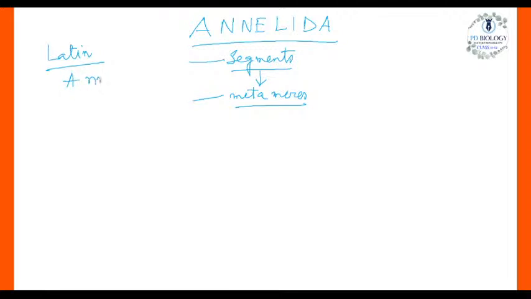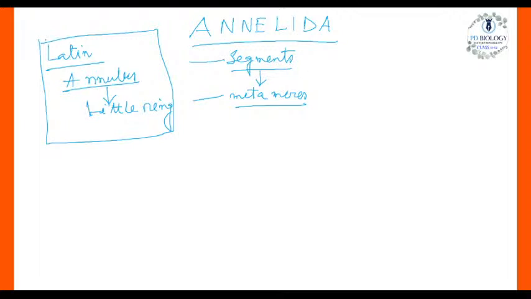They are called annelids because in Latin the word annulus means little ring. They possess longitudinal and circular muscles. Very important: two types of muscles for their locomotion, longitudinal as well as circular muscle.